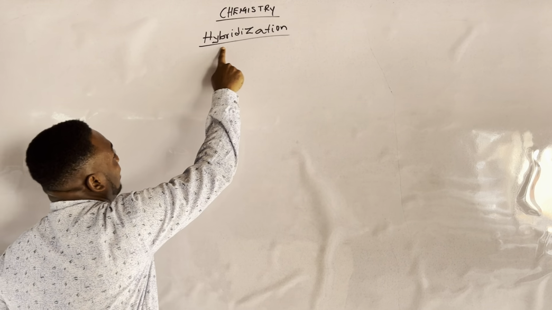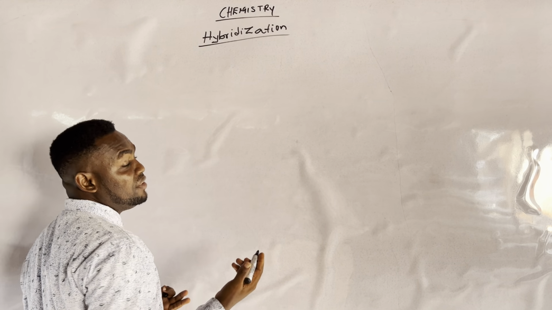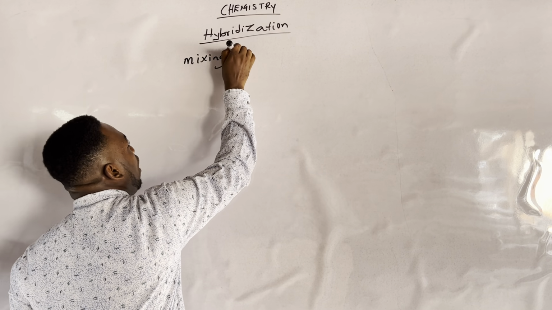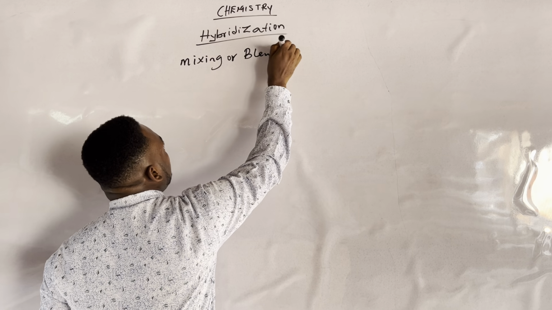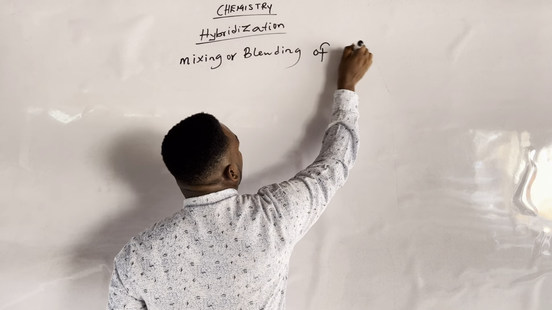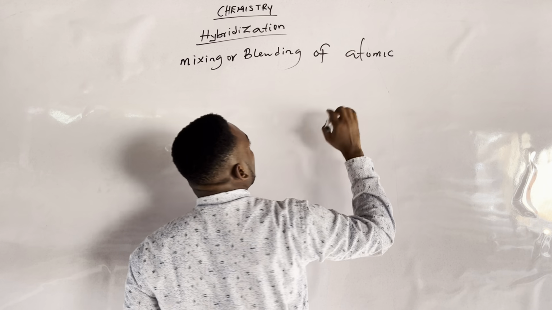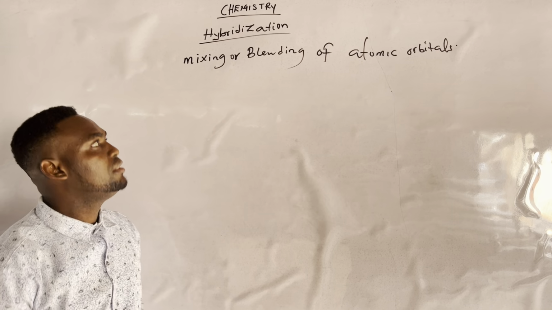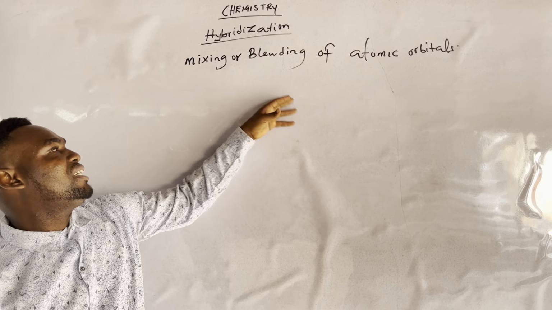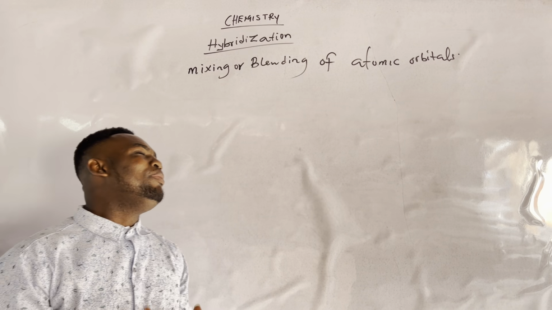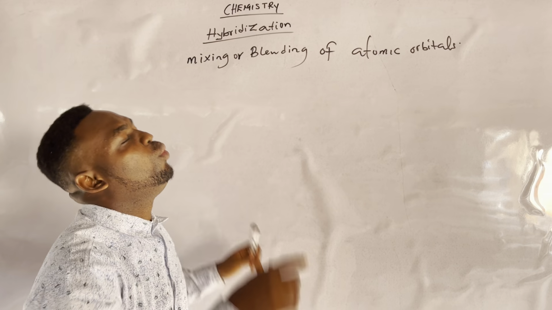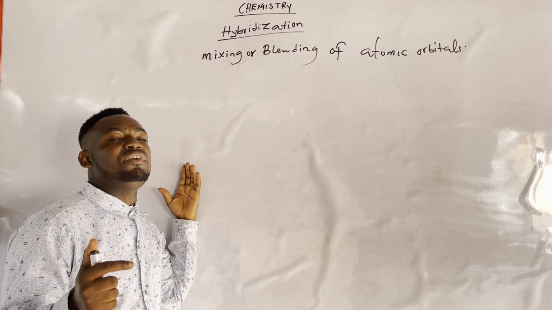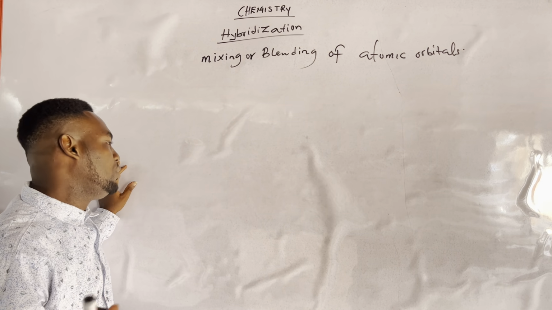Now, the word hybridization can be defined as the mixing or blending of atomic orbitals. The mixing or the blending of atomic orbitals is what we call hybridization. When we blend atomic orbitals, what do we get? We get what is called hybrid orbitals. And hybrid orbitals have equal amount of energy. Students should take note of this.